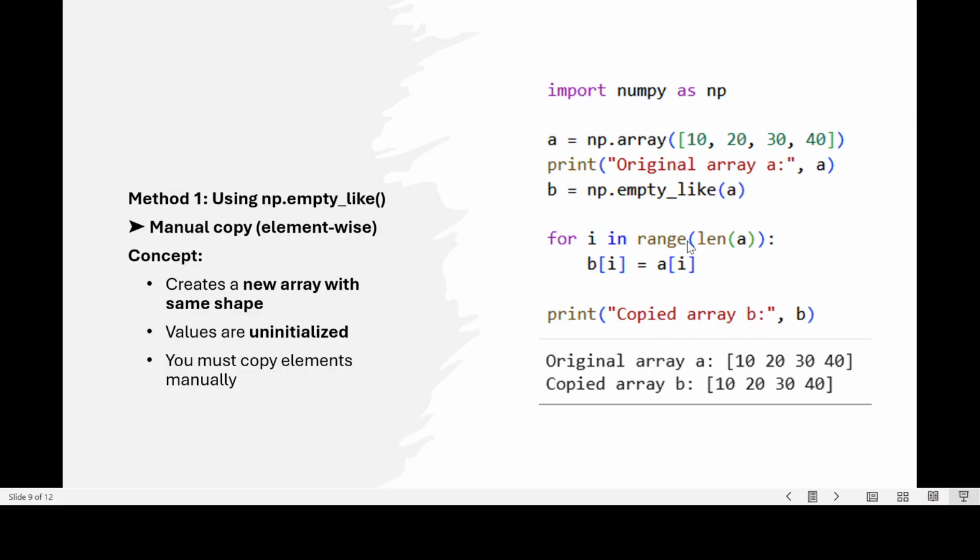Then for i in range(len(a)): the len(a) function returns the total number of elements in array a. The range function generates index values from 0 to 3. The variable i stores each index one by one. Then b[i] = a[i]. This statement copies one element from a into b. Then all elements from a get copied into b. This is the original array and this is the copied array. So this method performs manual copying, because we copy each element individually using a loop.